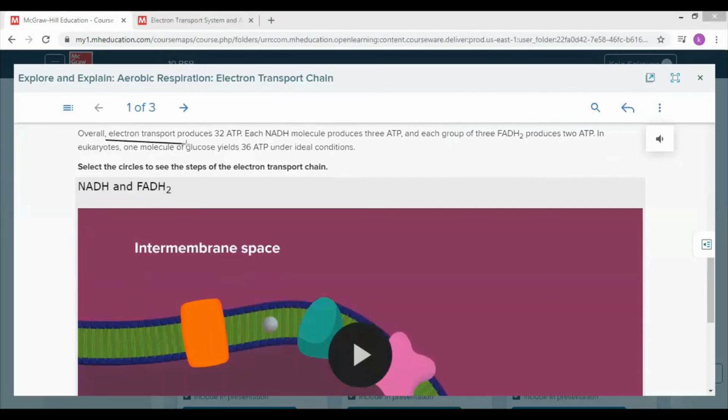Overall, ETC produces 32 ATP, and 2 ATP from glycolysis makes 34. 2 ATP from Krebs cycle, simple, the total will be 36. 1 molecule of glucose yields 36 ATP under ideal conditions, that means during aerobic respiration, when oxygen is present.